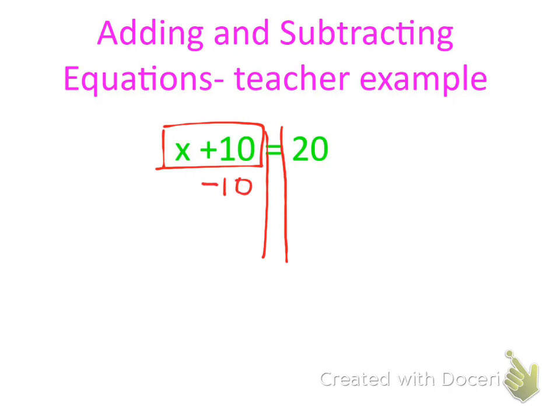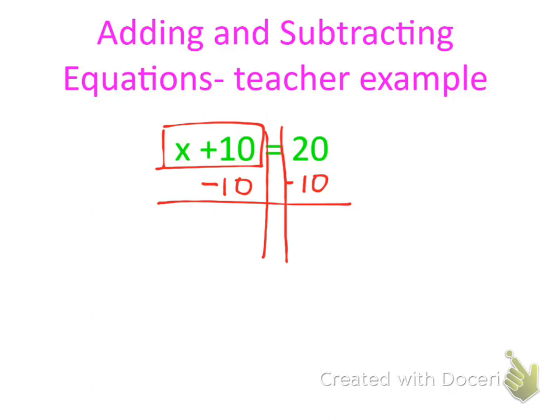The other rule said, whatever we do to one side, we have to do to the other side. Because we can't just subtract 10. That wouldn't give us a correct answer. So, we're also going to subtract 10 from this side. Okay, so far? All right, now I'm just going to draw a line. And then I'm going to subtract 10 from both sides.